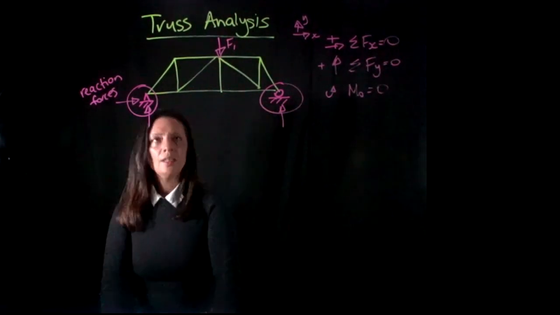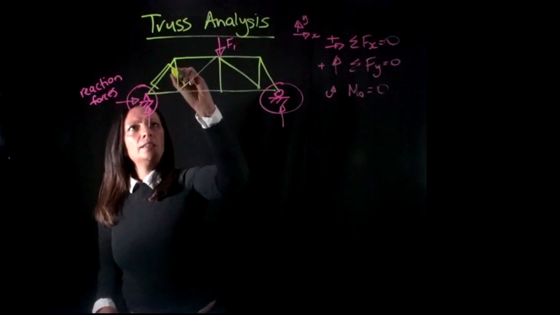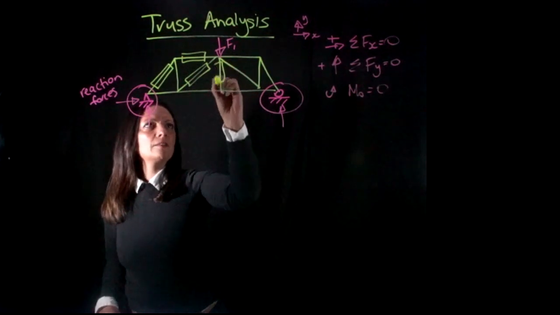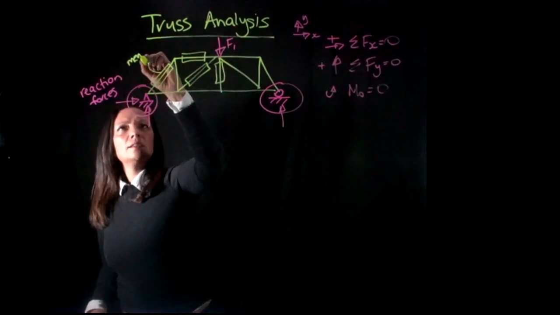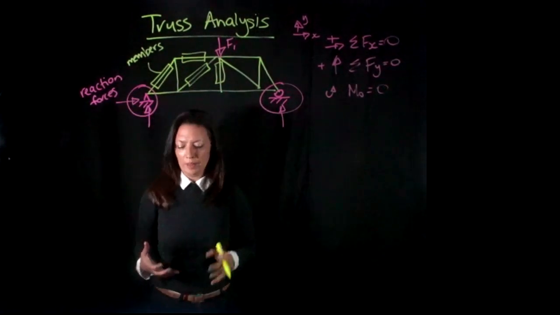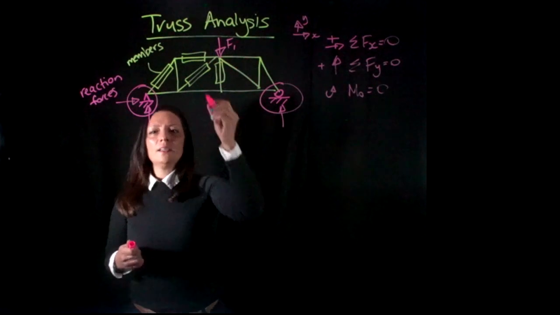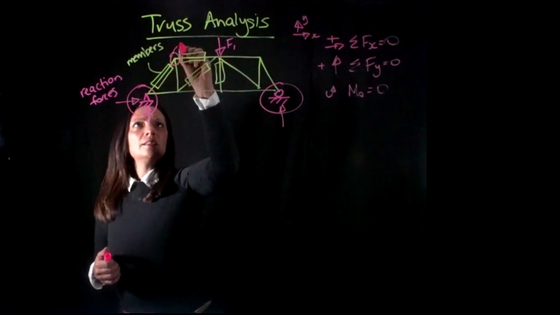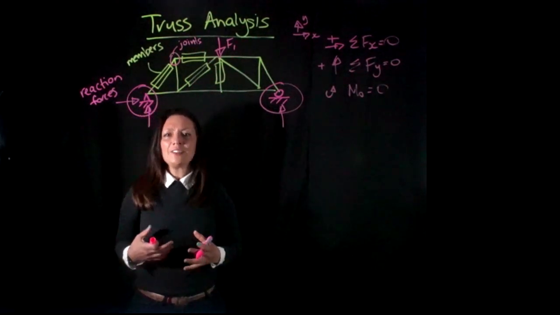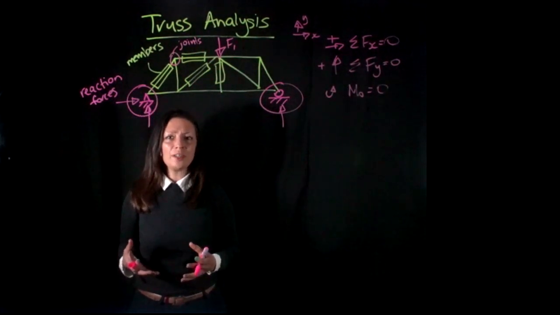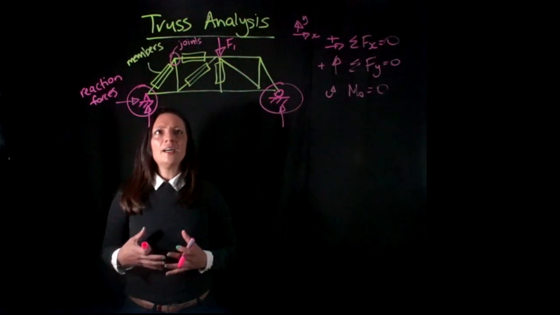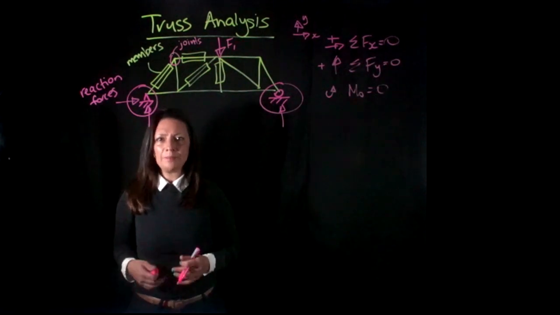These here are called members, all of this. And I want to find what the force is in the member. And here are my joints. Today we're going to understand how to determine the force in each of these members in the truss, and some members are going to be load bearing while others are just for structural stability.